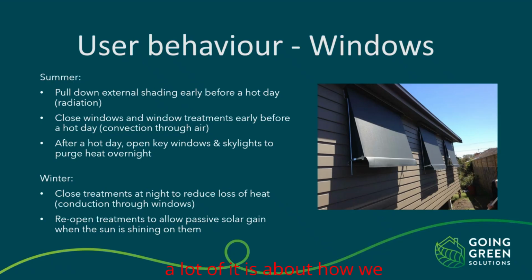With windows, a lot of it is about how we actually use the things that we've set up. If we've got great window coverings inside, we need to be using them to our advantage before the problems arise. So in summer, for example, if it's going to be a really hot day, close all of the curtains and blinds before it's hot, pull down the external shading before it's hot, and then after the day, open it all up and use that ventilation to clear out the heat.